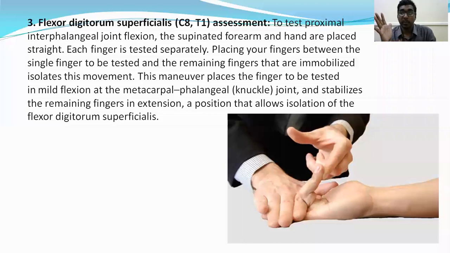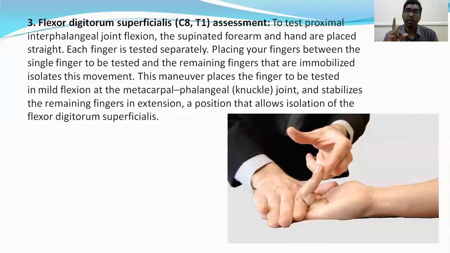And flexor digitorum profundus passes all the way from here, passes along with the flexor digitorum superficialis, and it inserts at the base of the distal phalanx. So flexor digitorum superficialis flexes only the proximal interphalangeal joint, and flexor digitorum profundus flexes both the PIP joint and DIP joint. So to examine the superficialis, you have to nullify the action of flexor digitorum profundus because it also causes PIP joint flexion. So how do you nullify flexor digitorum profundus?